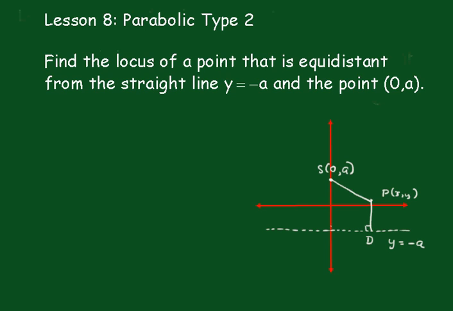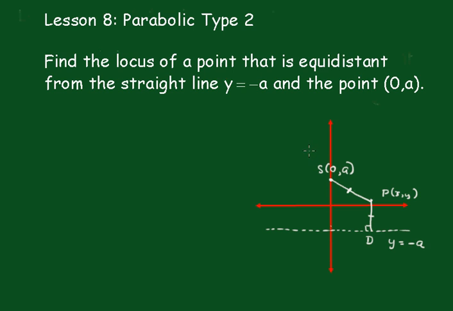Right, lesson 8, parabolic type number 2. We have to find the locus of a point, this point P (x, y), that's equidistant, the same distance, from the straight line y equals minus a, which I've drawn there, and the point (0, a). Now we know from the previous lesson that this (0, a) is the focus.